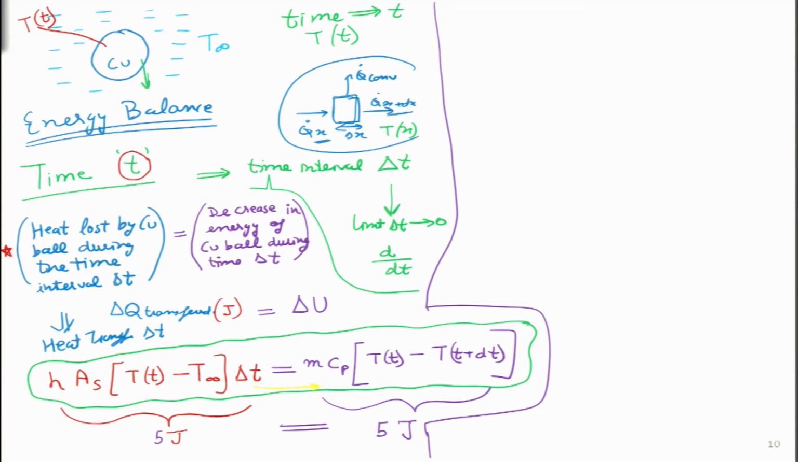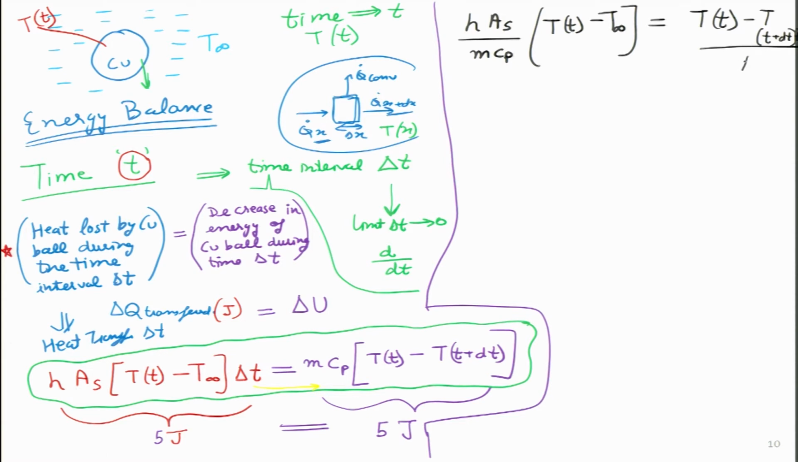It is very easy and straightforward. What I am going to do is create this fraction over here, h A s divided by m Cp, and this is multiplied by the temperature as a function of time, minus the ambient temperature. This will turn out to be temperature T, and here I am running out of space, so I will write like this, divided by delta t.